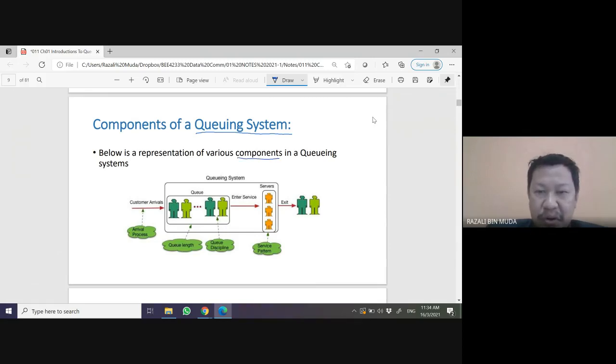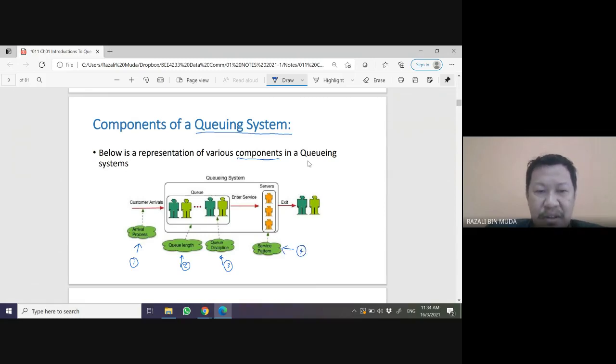Components. So what are the components? Basically, in a queuing system we have the arrival process. One is the arrival process. Second is the queue lane. Third is the queue discipline. Fourth is the service pattern.